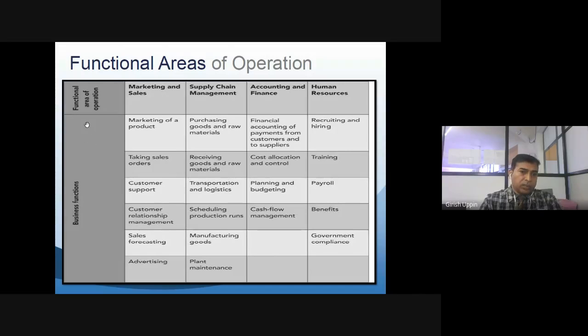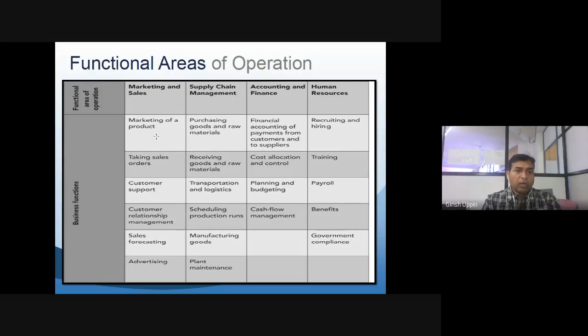Here you can see these are the business functions. Business functions are specific to the functional areas. On the top you have the functional areas. In these functional areas there are many business functions that are carried out. For example, marketing and sales, marketing of a product. So the responsibility of the marketing and sales department or the functional area is a marketing of a product. That is a business function.